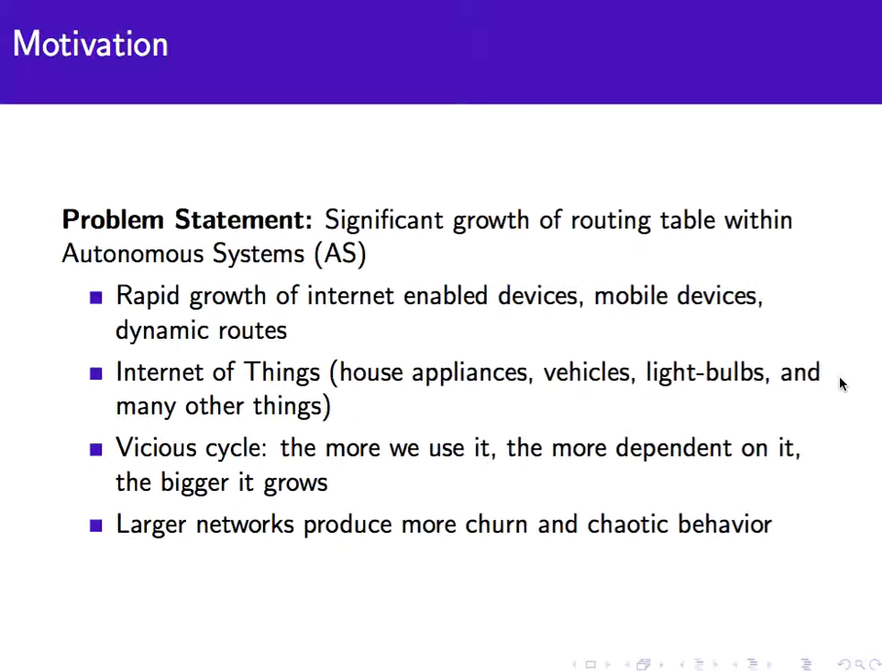Also, this creates a vicious cycle. Basically, with all these services that we use, the more we use them, the more we depend on them, and then the bigger it grows, and the bigger it grows, the more we have to use it, and so on. So this creates a very large cycle. Another issue is that the bigger the network, the more chaos and churn it produces. So this is a very challenging problem.